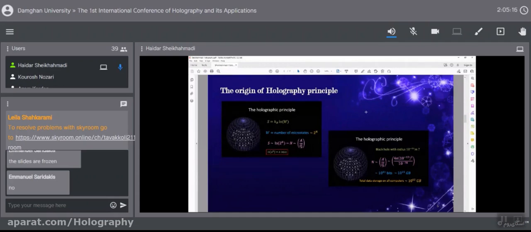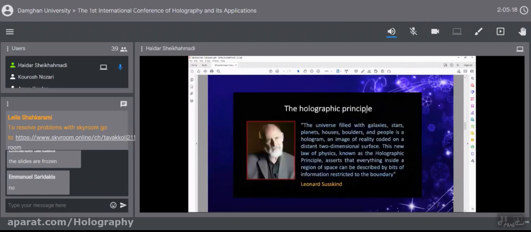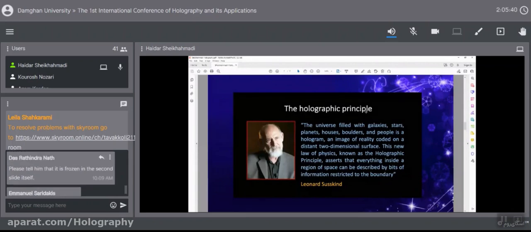And here, as I said, this is a quotation from Leonard Susskind, one of the inventors of the holographic principle. He wrote, the universe filled with galaxies, stars, planets, houses, boulders, and people is a hologram, an image of reality coded on a distant two-dimensional surface. So then I can go to the next slide.